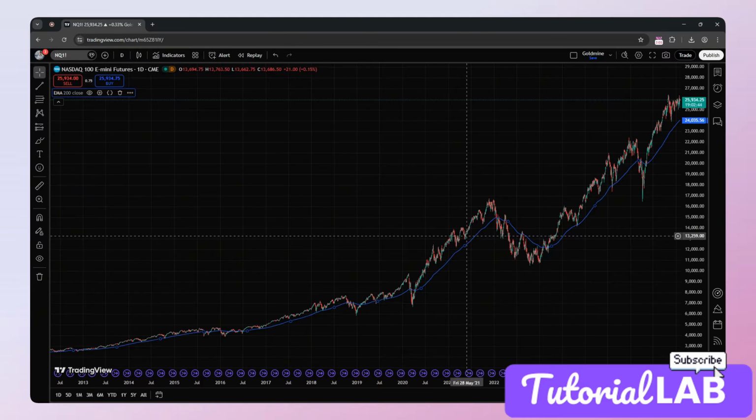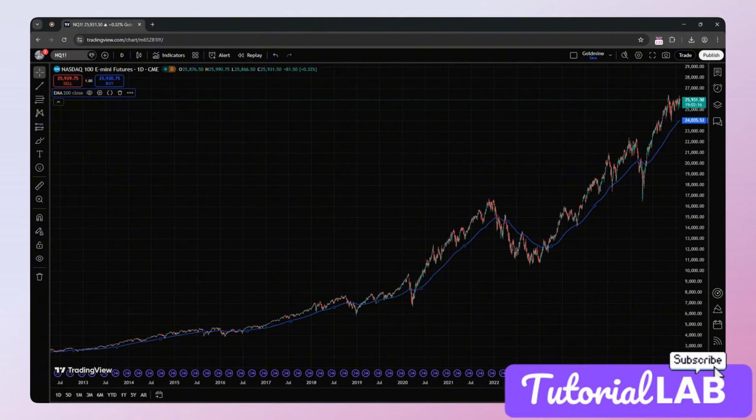A few tips. You can add more moving averages like the 50-day moving average to compare and spot crossovers. Use the 200-day moving average with other indicators like RSI or MACD for better confirmation. Make sure your chart uses daily candles or the 200-day moving average won't show the correct long-term trend.